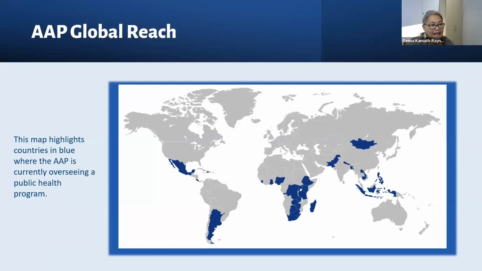So this map highlights countries in blue where we currently are overseeing a public health program in collaboration with other partners or other sister pediatric societies. And so you can see that we have a footprint in quite a number of areas around the world.